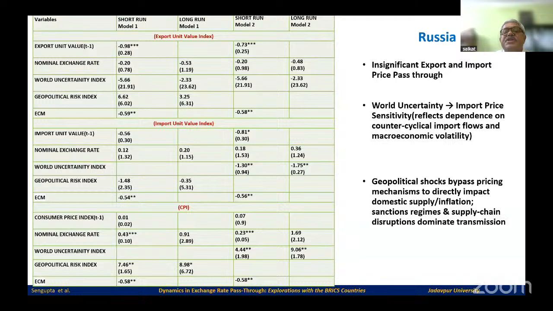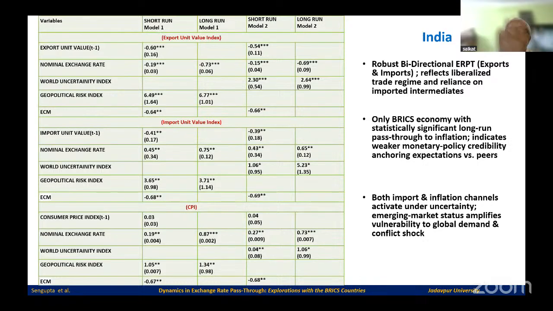For Russia, you would see insignificant export and import price pass-through, but there is world uncertainty to import price sensitivity, because you will see a significance at 5% level. Geopolitical shocks bypass pricing mechanisms to directly impact domestic supply or inflation, and sanctions regimes and supply chain disruptions dominate transmission. So supply chain disruptions play a major role with regards to Russia. Next, but for all of them, the ECM exists.